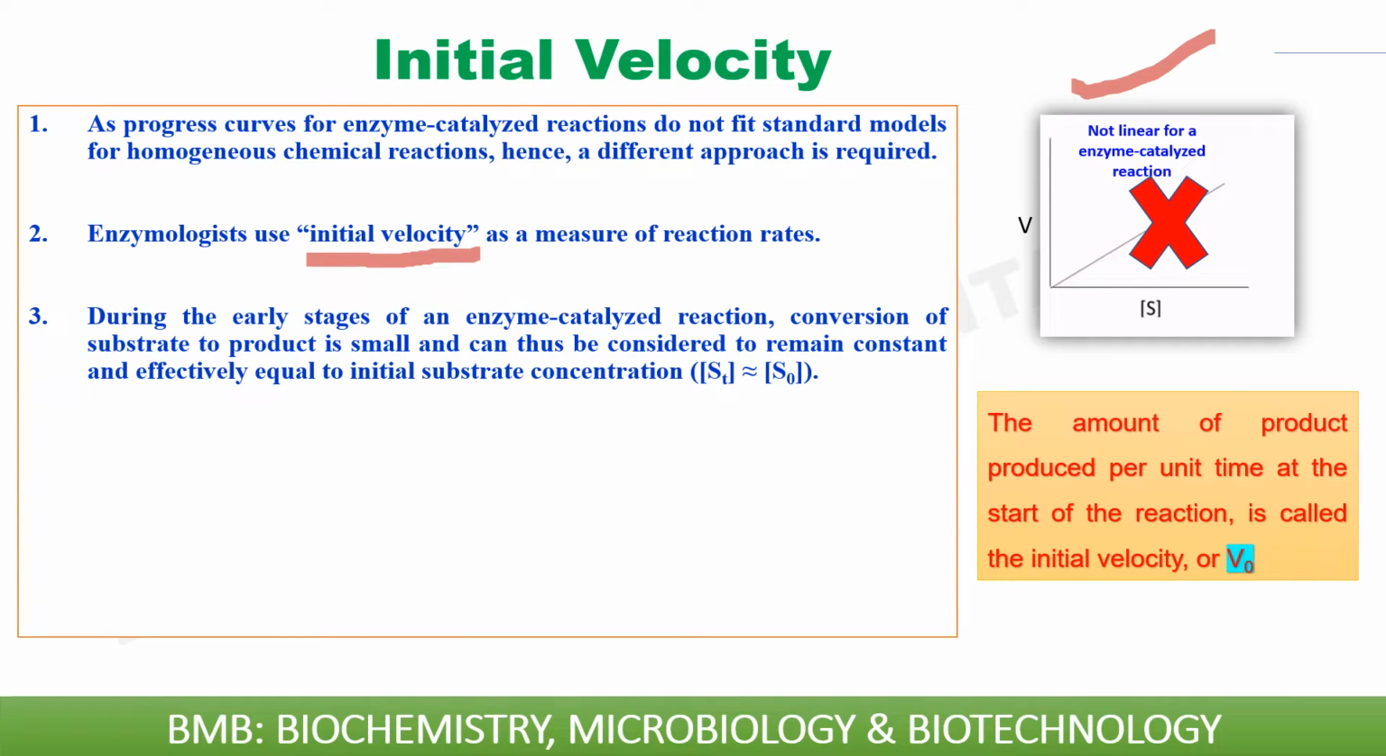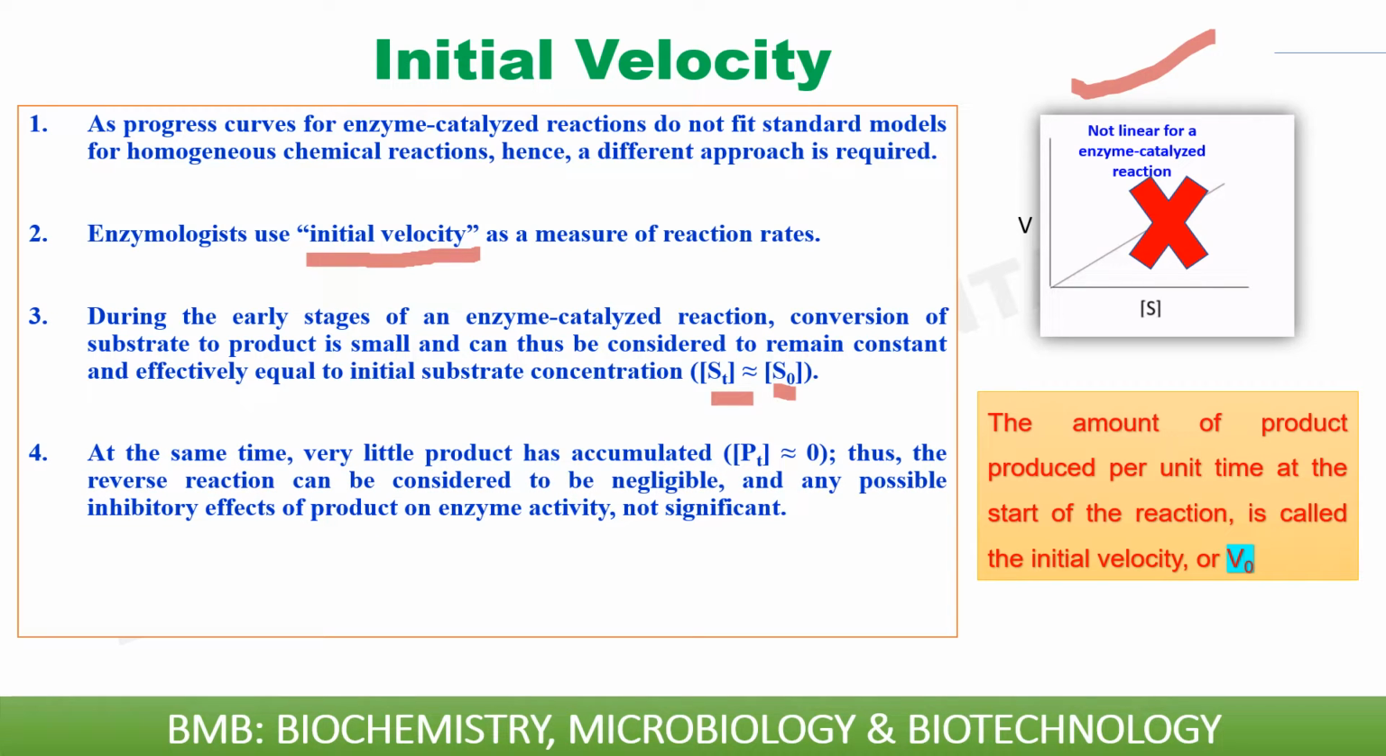During the early stages of an enzyme catalyzed reaction, conversion of substrate to product is small and can thus be considered to remain constant, effectively equal to the initial substrate concentration at that time. So, at the initial stage, St is almost equal to S0. At the same time, very little product has accumulated. That means product concentration is almost 0.